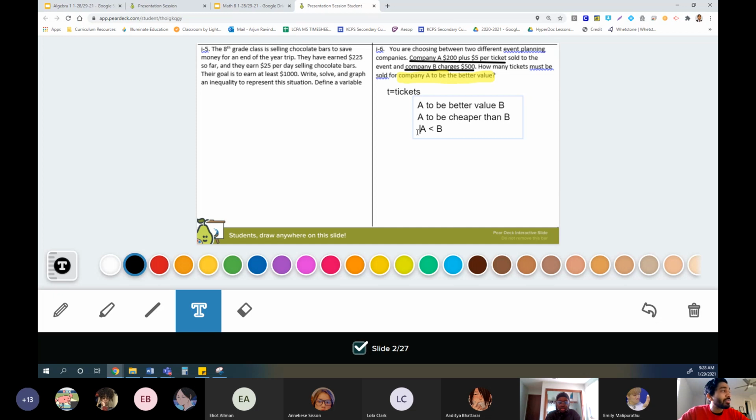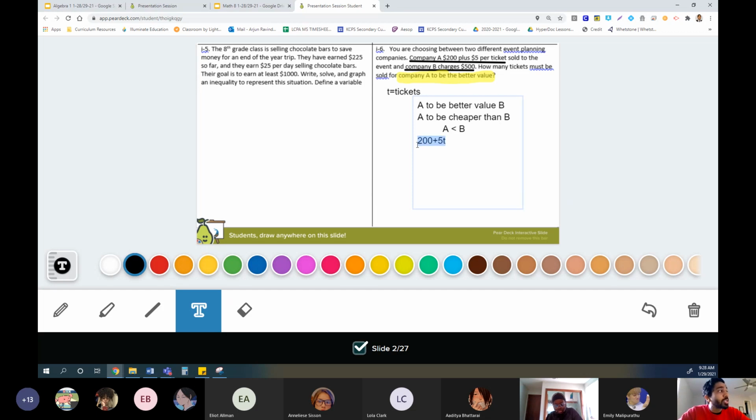Okay, that's the first thing you have to establish, the relationship that we're looking for. So we want A to be less than B. Well, let's start by looking at Company A. What does Company A charge? Company A charges $200 plus 5 per ticket, 5T.